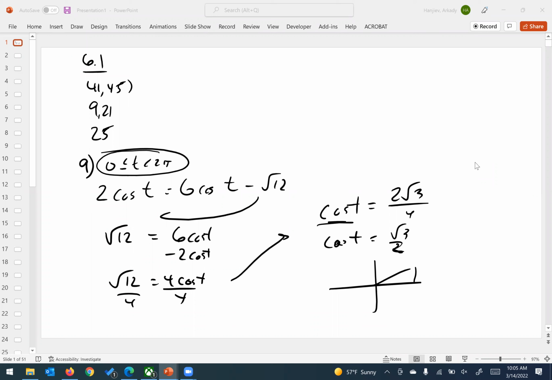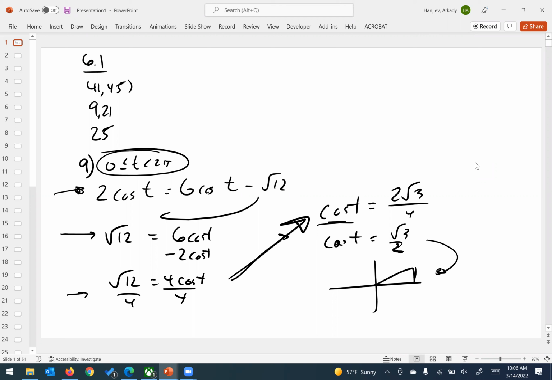Later on. We just did number 9. So this was the original problem for the homework. And what we did is we added root 12 to both sides, subtracted 2 cosine t, and then eventually you get something that looks like that. Again, then you look at your unit circle.